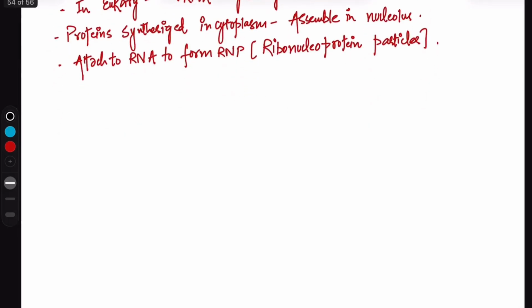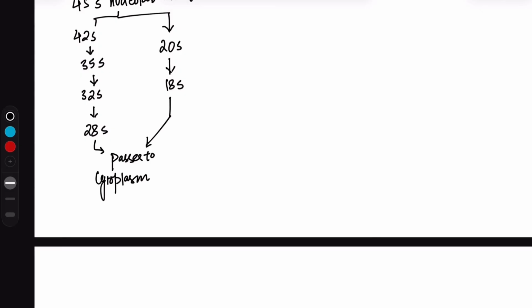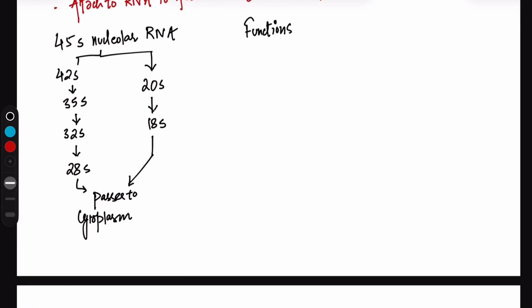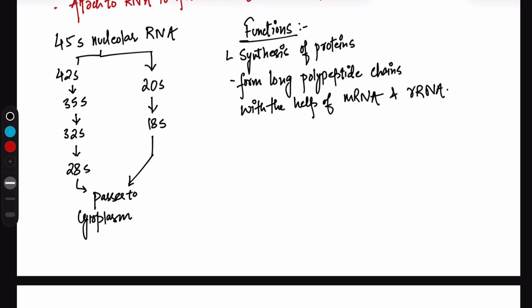Now the RNA present inside the nucleolus is called nucleolar RNA, and it is 45S. Now 45S is further divided into 42S subunits and 35, 32 and 28 subunits, while the 20S smaller subunit is further divided into 18S, and they together pass through the cytoplasm. Functioning wise, the functional role of ribosome is to synthesize proteins and form long polypeptide chains with the help of mRNA and rRNA, as you have seen in the process of translation, which we will discuss later on.